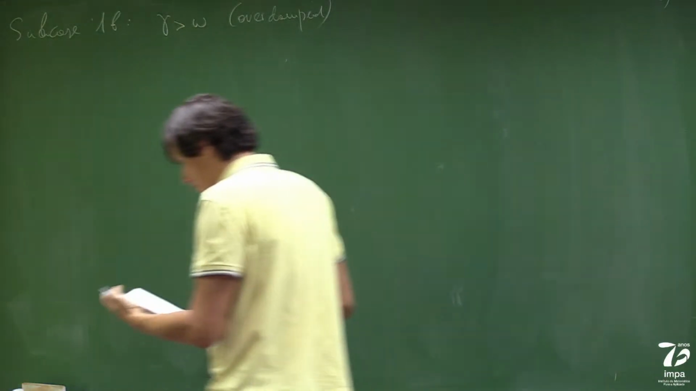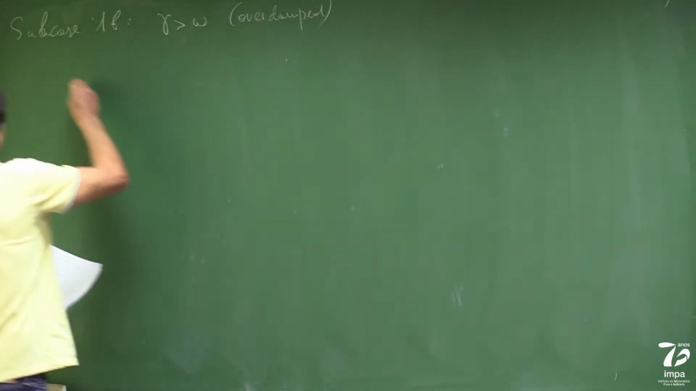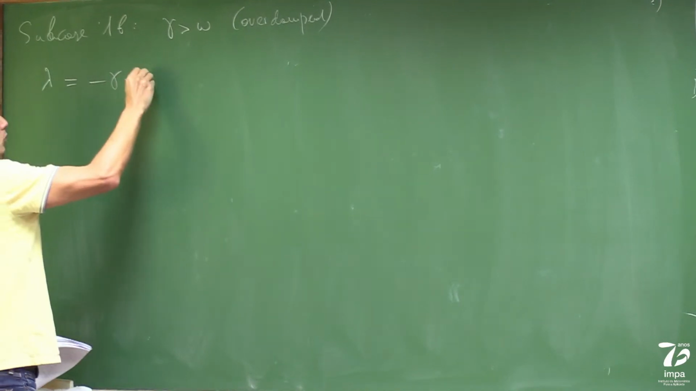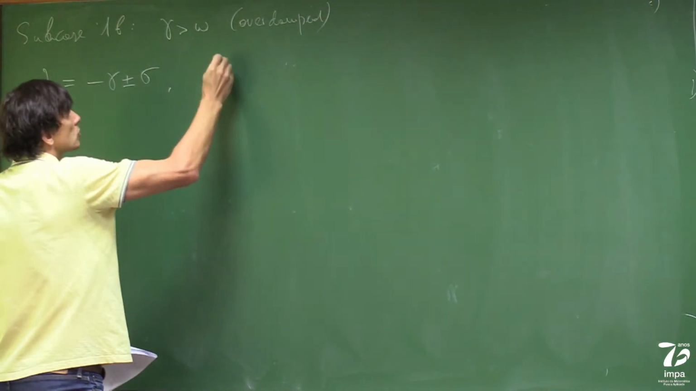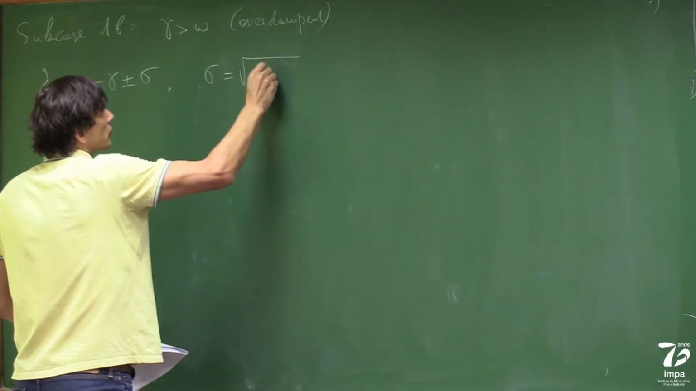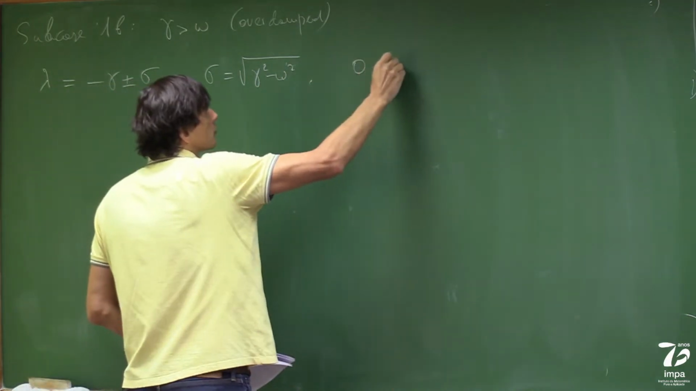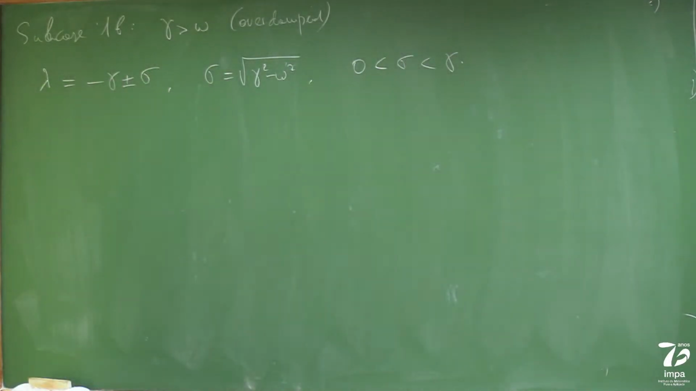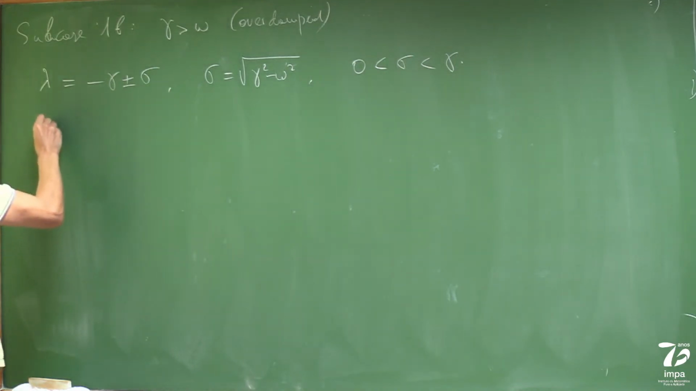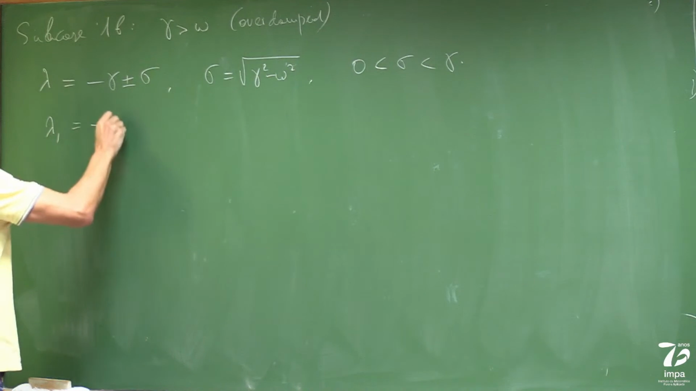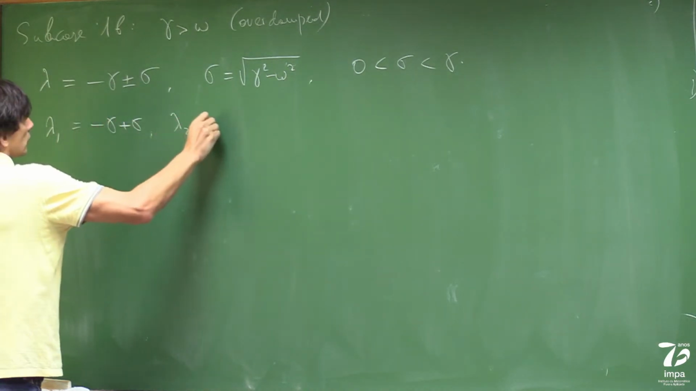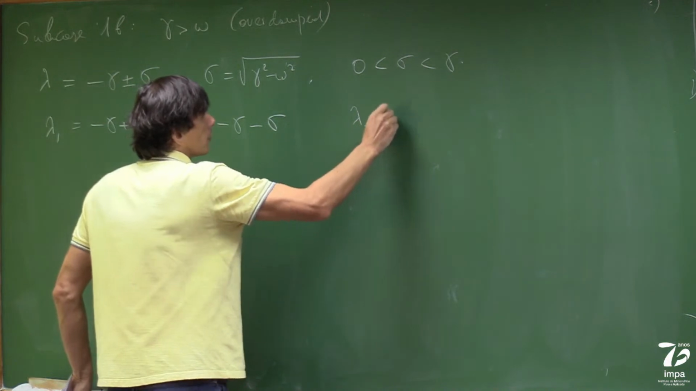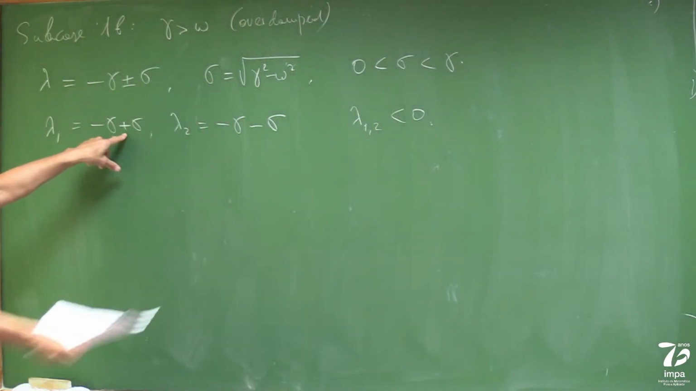So what we can do, we define, so now we have lambda equal minus gamma plus or minus the square root, which we call sigma. So sigma will be the square root of gamma squared minus omega squared. And what we know is that it's between 0 and gamma. It cannot be bigger than gamma. So there are two roots actually. There is lambda 1, minus gamma plus sigma, and lambda 2, minus gamma minus sigma. And they are both real and negative. You see, even if you put plus, it's still negative.